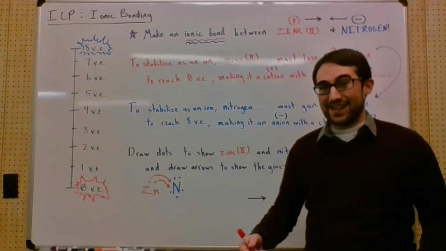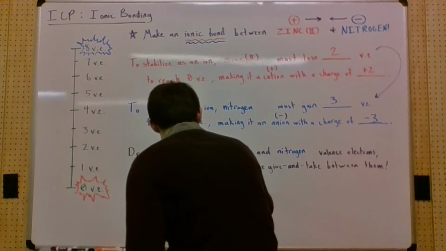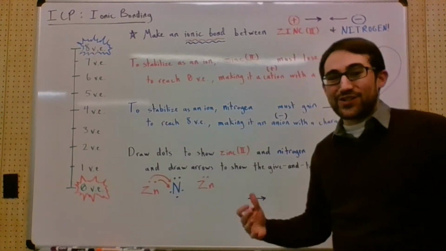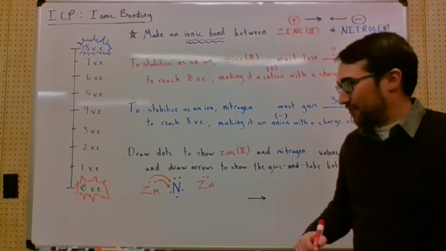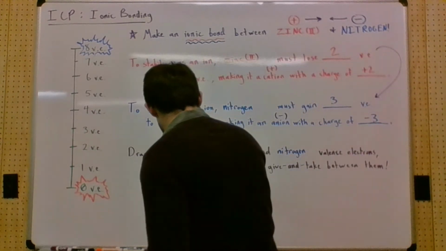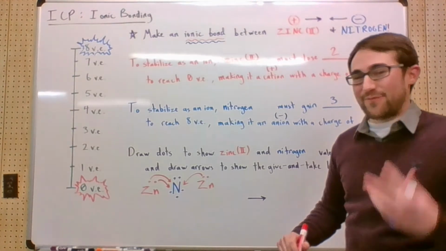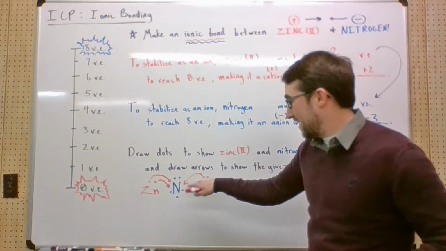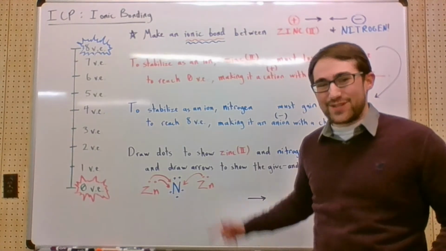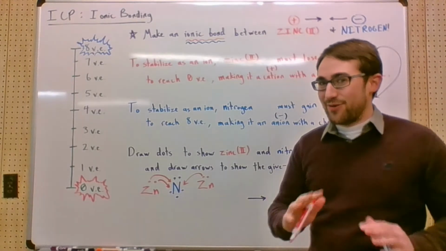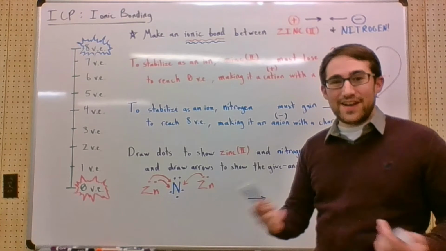So what I need is another zinc atom. And it also is going to start with 2 valence electrons. Okay, so I can give one over to this guy. All right, which means my nitrogen has now gone from 5 valence electrons to 6, 7, 8. So now the nitrogen is happy. But my zinc isn't. It still has 1 more valence electron to give up, so we're not done yet. I need something else to take that valence electron, like another nitrogen atom.